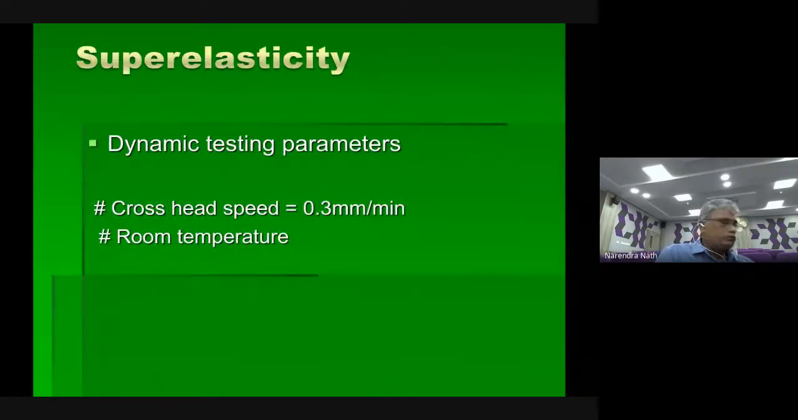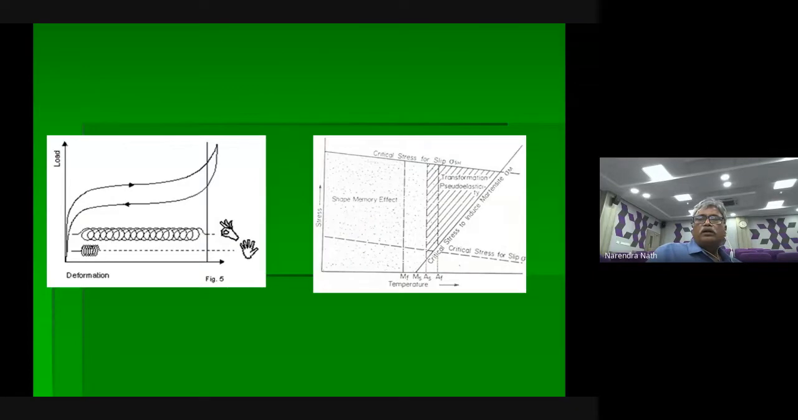And superelasticity we checked. Superelasticity, dynamic testing parameters, that's what we said. The cross-head speed is 0.3 mm per minute and at room temperature, because we don't have a facility for a heating chamber. So when we pull the spring and return it back, there is no deformation. You see, when you leave it back, no deformation. Initially it will come back to the original position.